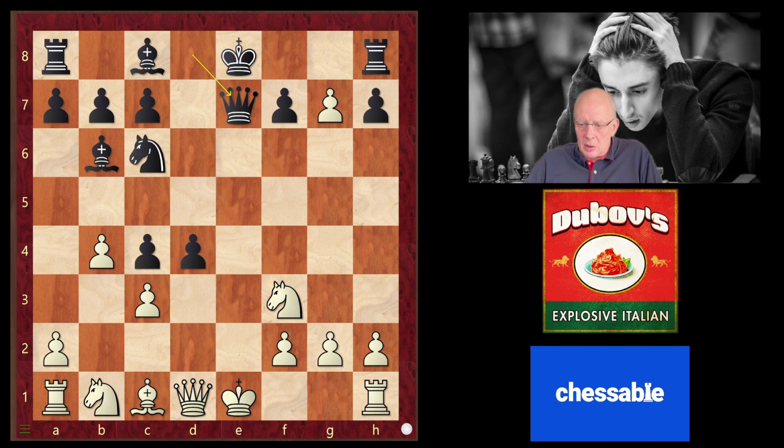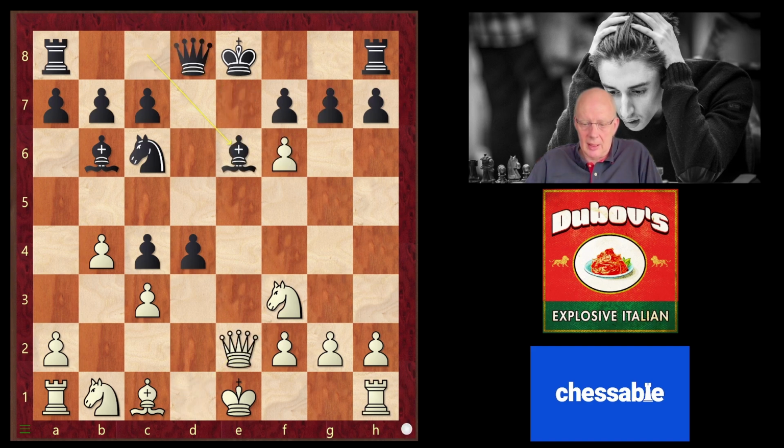Let's move on. So in the course we go queen e2, black interposes, and now again the question is, how do we continue?